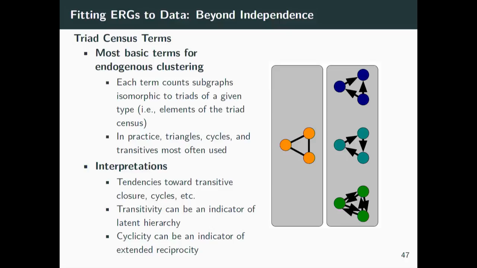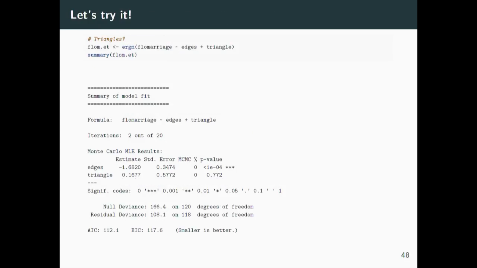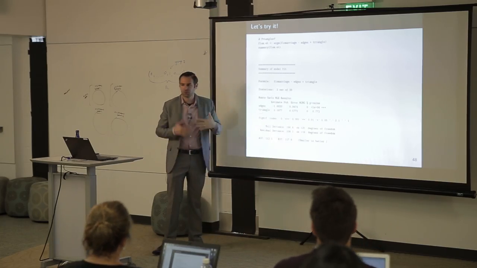Depending on the term, the triad census can give you a sense of transitivity or hierarchy. It can give you an indicator of extended reciprocity ideas. Say you've got some nice chain of islands and you're passing things around. You can look for things like that. And we can, again, fit it very straightforwardly in this ERGM framework. So flow marriage, edges, triangle, which we've already seen.